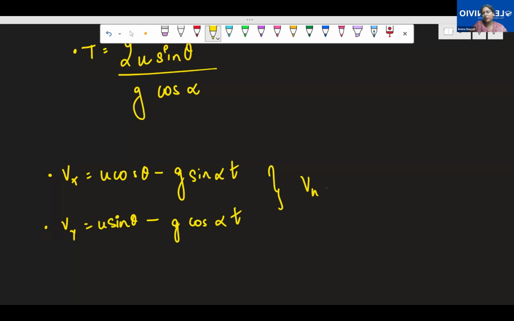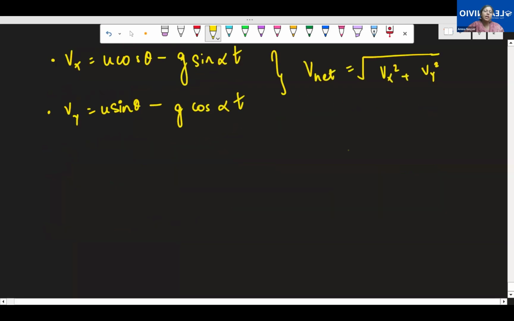Finally, when you calculate the net velocity, you will use v equals under root vx square plus vy square. This is what can be used. Okay, and for height also you should know the formula.